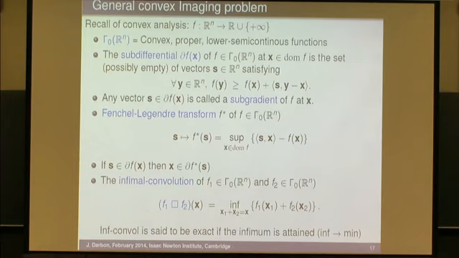And if this infimum is attained, then we say the infimum convolution is exact and the infimum is a minimum. And we will always be in that case for the analysis. So basically this is what you need to understand the convex optimization problems we are dealing with.